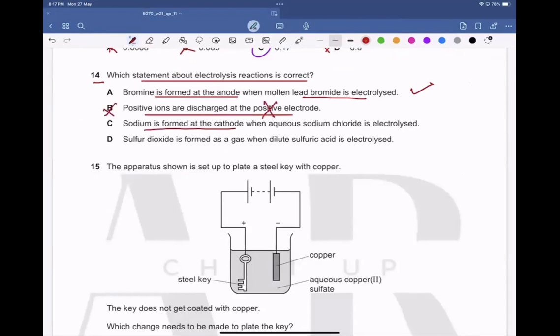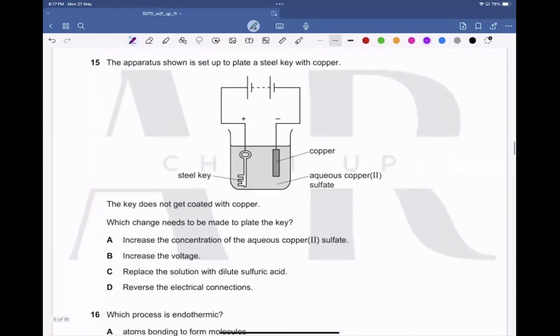Sodium is formed at the cathode when aqueous sodium chloride is electrolyzed. No, not aqueous. With aqueous, we get hydrogen. Sulfur dioxide is formed when... no, with sulfuric acid, no sulfur dioxide is formed. So B, C, and D are wrong, and A is the correct answer. Now, question number 15.